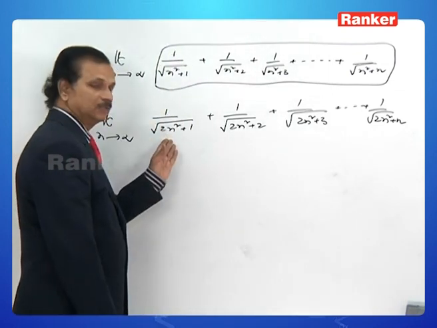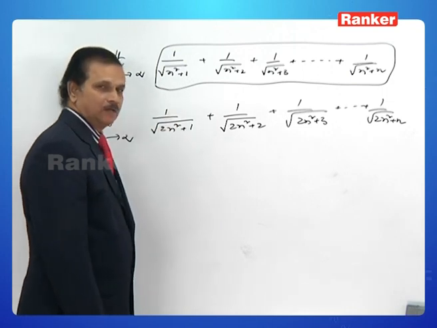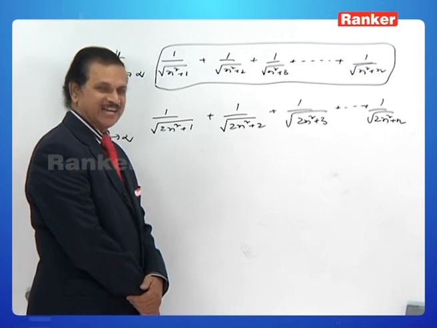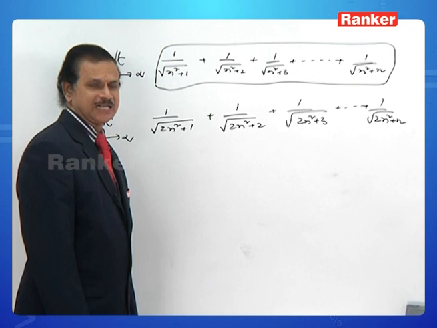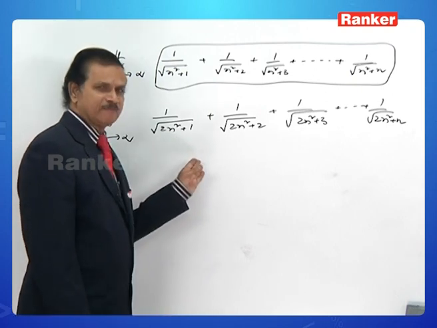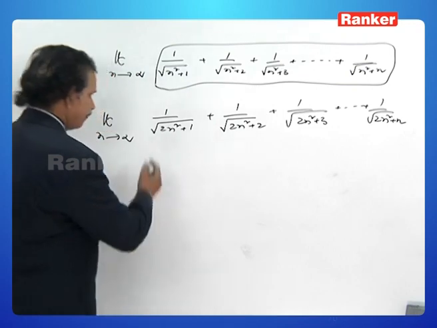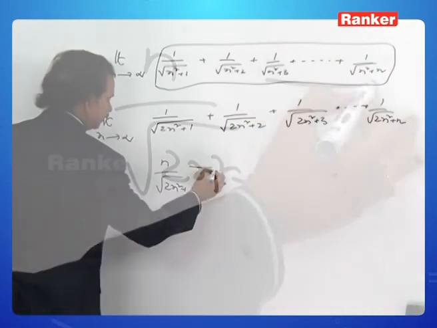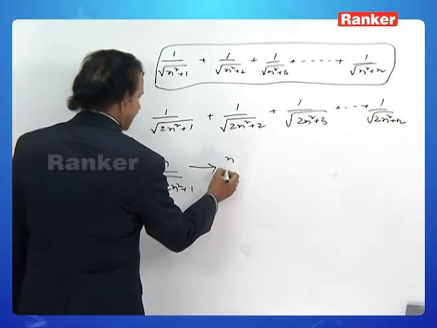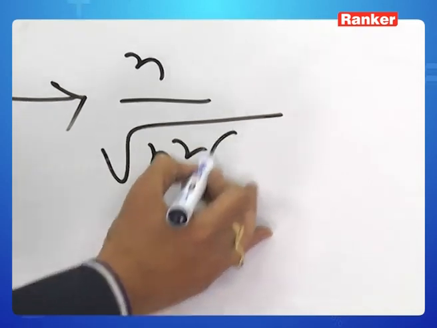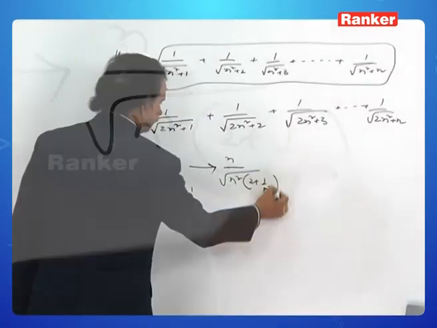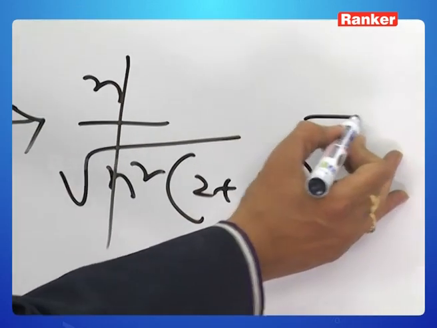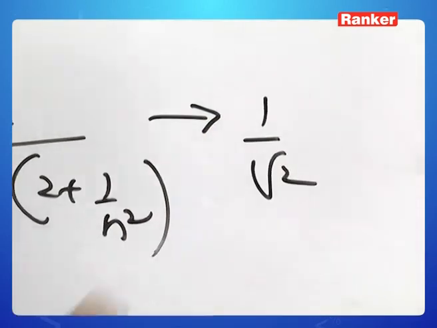The first term is this. You put n in the numerator. What is going to happen? n by root of 2n square plus 1. If you find the limit with our usual procedure, you will get the answer 1 by root 2, isn't it? Let us see. The first term with n is n by root 2n square plus 1, which tends to n by root of n square into 2 plus 1 by n square. These two n can be cancelled. 1 by n square tends to 0. This tends to 1 by root 2.